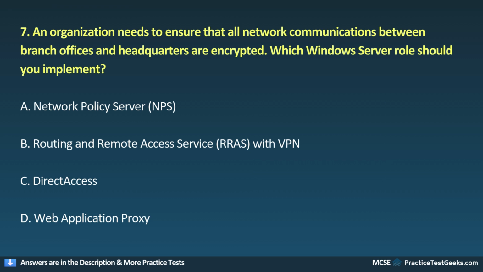7. An organization needs to ensure that all network communications between branch offices and headquarters are encrypted. Which Windows Server role should you implement? A. Network Policy Server, NPS. B. Routing and Remote Access Service with VPN. C. DirectAccess. D. Web Application Proxy.